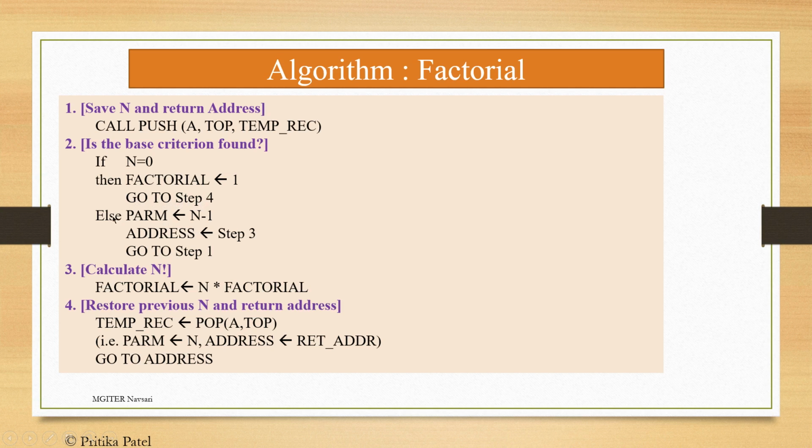Otherwise, in the else part, parameter is equal to n minus 1. That means this is the condition where n is not equal to 0. If n is not equal to 0, then the parameter value is set to n minus 1 and address is equal to step 3. Then go to step 1. So we directly jump to step number 1.